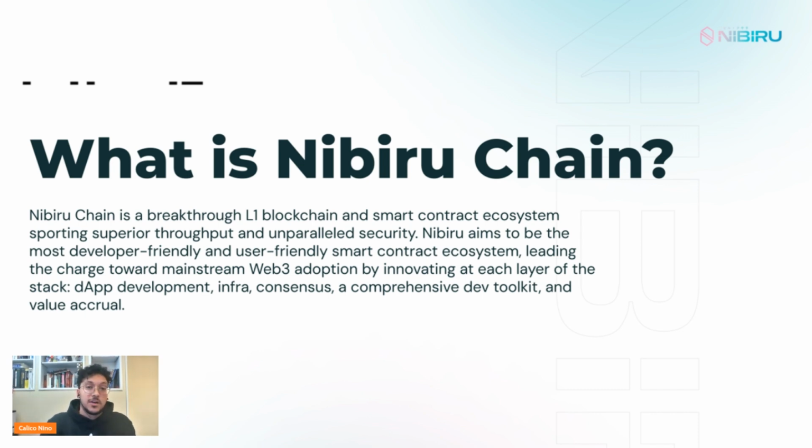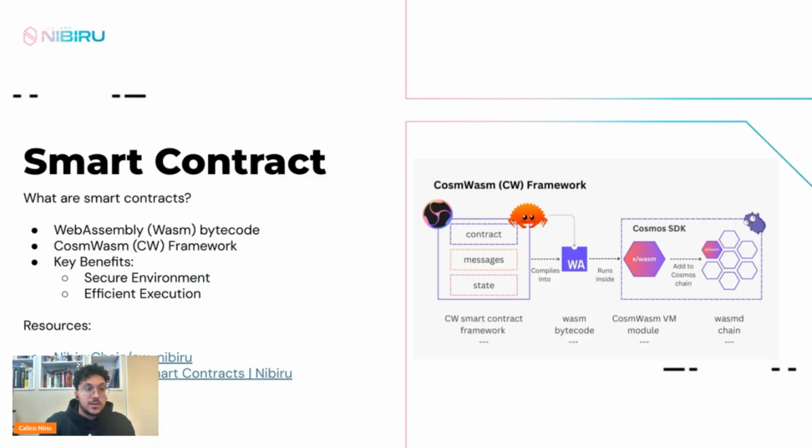So what is a smart contract? A smart contract is basically a piece of WebAssembly bytecode deployed on Nibiru chain. This bytecode contains the logic for handling transactions and state changes according to the rules defined in the smart contract. Now, the way that these smart contracts add this logic is using a framework called CosmWasm, which is basically a set of tools, libraries, and conventions for developing smart contracts on Nibiru.